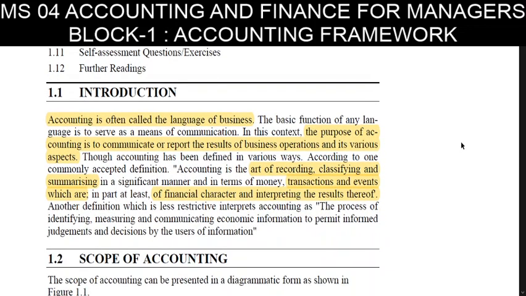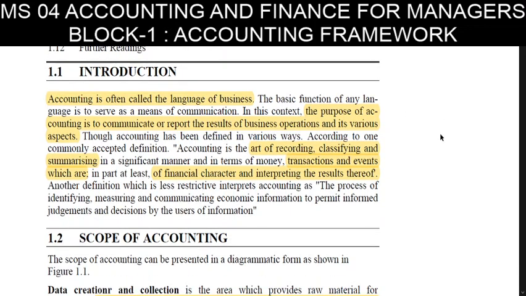Introduction. Accounting is often called the language of business. The purpose of accounting is to communicate or report the results of business operations and its various aspects. The definition of the accounting goes like this: it is an art of recording, classifying, and summarizing transactions and events which are of financial character and interpreting the results thereof.